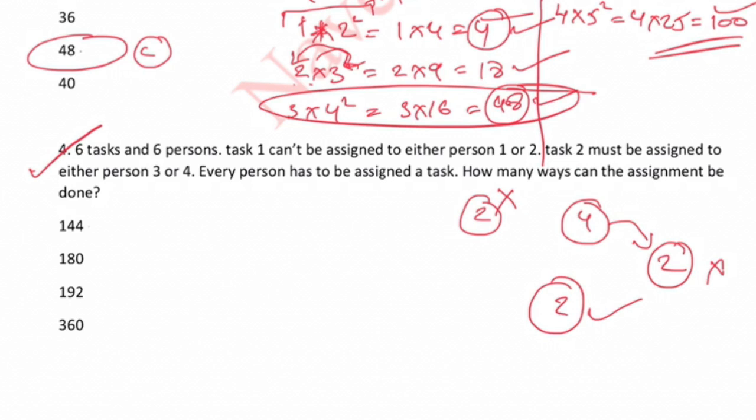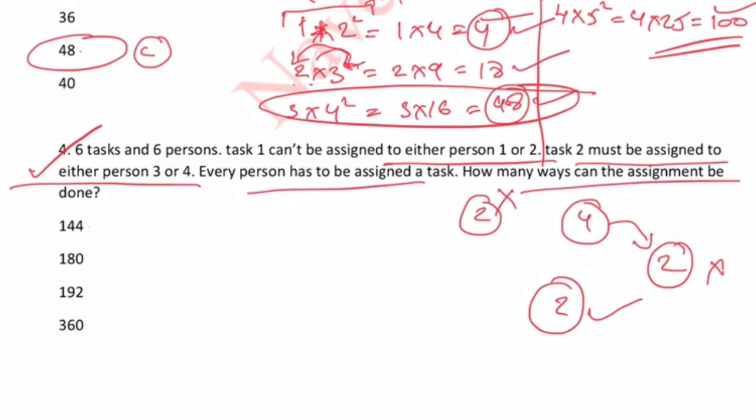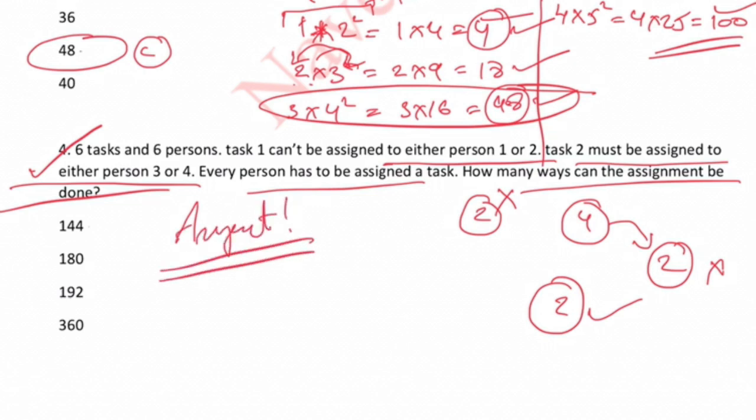So what is our question here? 6 tasks and 6 persons. Task 1 can be assigned to either person 1 or 2. Task 2 must be assigned to either person 3 or 4. Every person has to be assigned a task. How many ways can the assignment be done? Students, it is clearly a portion from the arrangement section, right? So first of all, try to identify from which topic the question is asked. It is from the arrangement section. So you have to find out how many ways the assignment can be done.